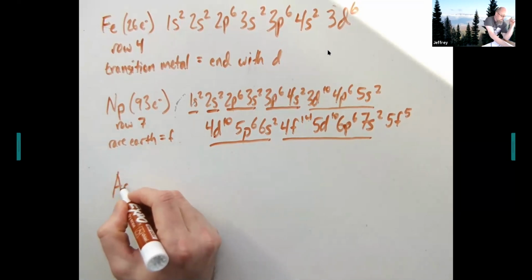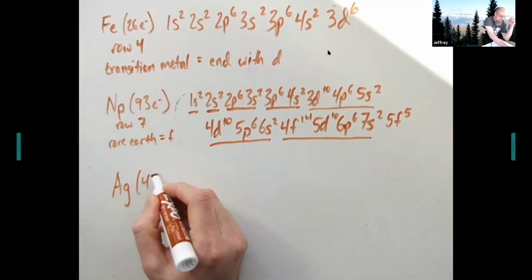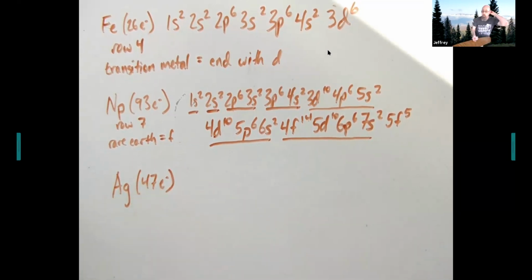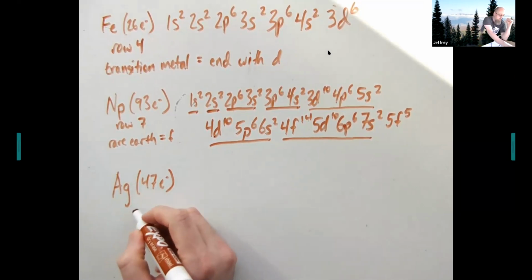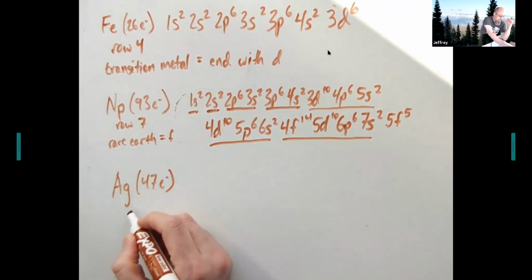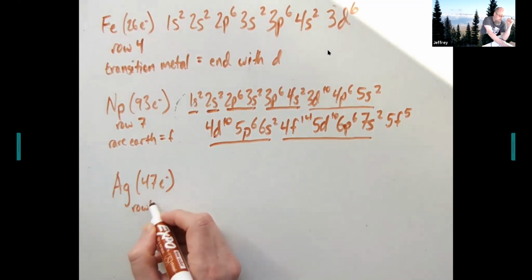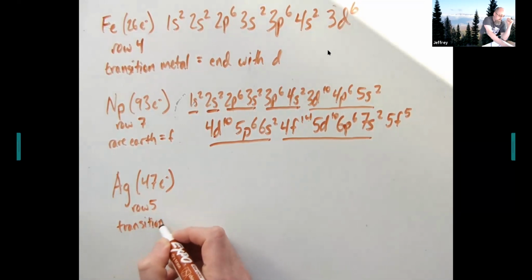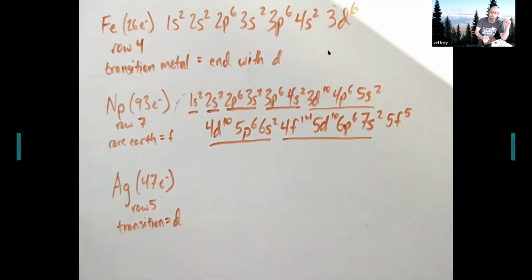All right, so silver is Ag. It has 47 electrons. Now I'm going to write out the whole electron configuration here, but you don't have to. You just have to write the shortcut. So bear with me for a second. And I want to point out that silver is in row 5, and it's a transition metal. And transition metal means it's going to end with a D sublevel.